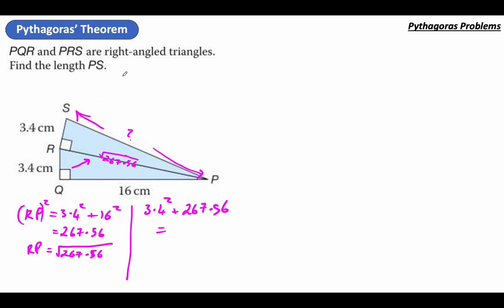Just to be clear about this, the length of SR squared, which is 3.4 squared, plus RP squared, which is this long side squared, which is that number, will equal the side I want, which is SP squared. That side squared plus that side squared is that side squared, all right? Just sometimes it's easier to work like that when you've got stacked triangles.